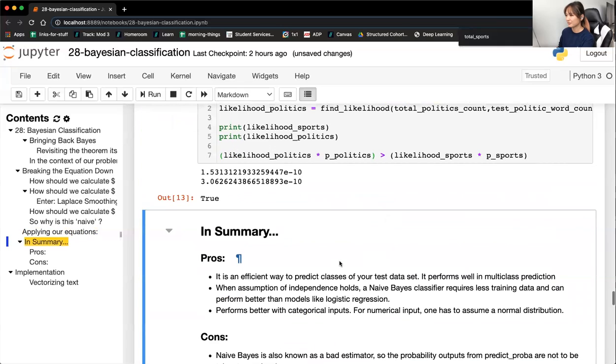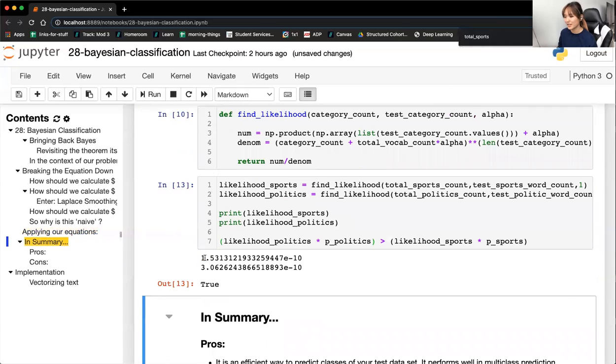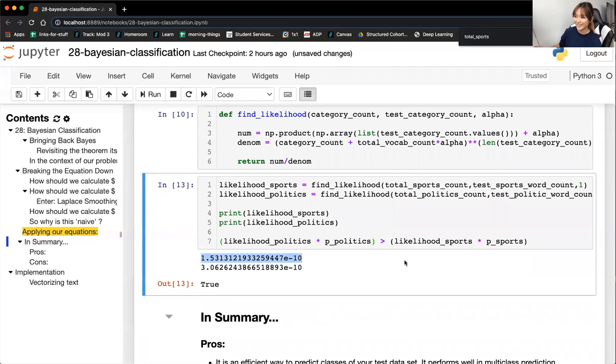So with this, you see that the probability of it being in sports is 1.53 to the negative power of 10. Probability of politics is 3.06 to the power of negative 10. And what we're checking to see is which one is more likely. And it is more likely that it is politics, because the number for politics is greater than the number for sports. So this just goes to show that there is no cost function that we're really optimizing for in this equation. It's really just plugging into Bayes' theorem.